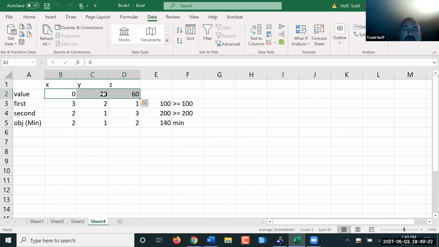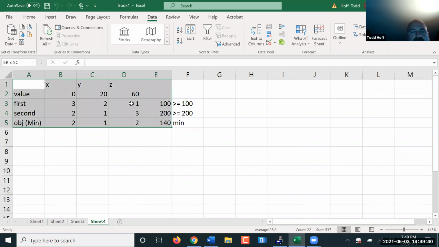X is 0, Y is 20, Z is 60, which will have a minimum cost of 140, and meeting my constraints exactly. At least 100 for the first one, at least 200 for the second. That was pretty simple to solve. Literally a matter of minutes.